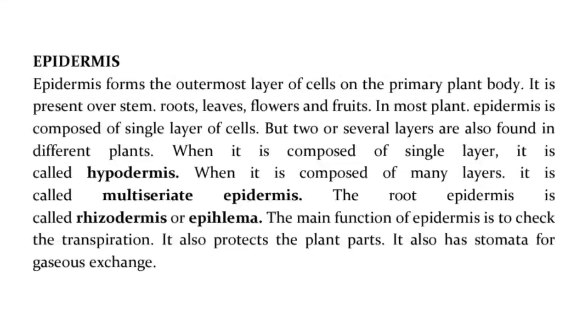Epidermis forms the outermost layer of cells on the primary plant body. It is present over stem, roots, leaves, flowers and fruits. In most plants, epidermis is composed of a single layer of cells, but two or several layers are also found in different plants. When it is composed of a single layer, it is called uniseriate epidermis. When it is composed of many layers, it is called multiseriate epidermis.